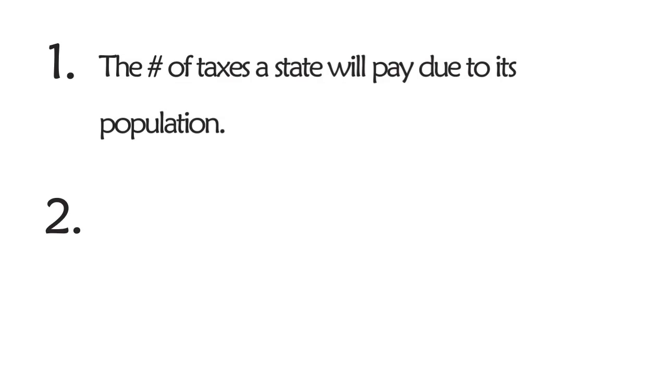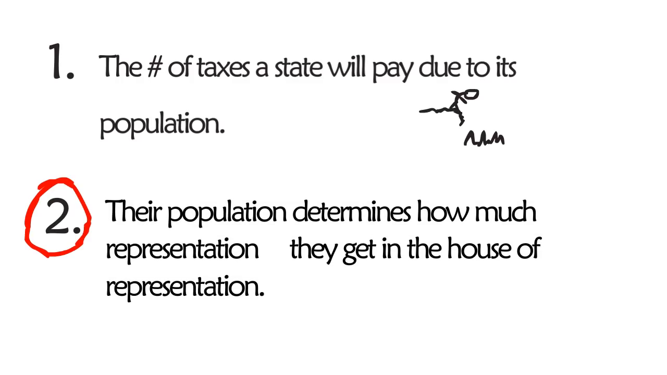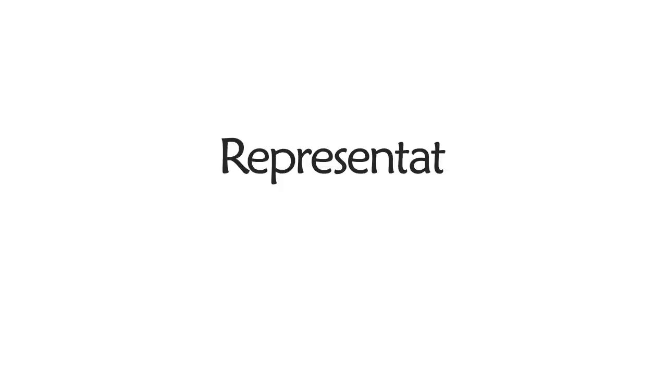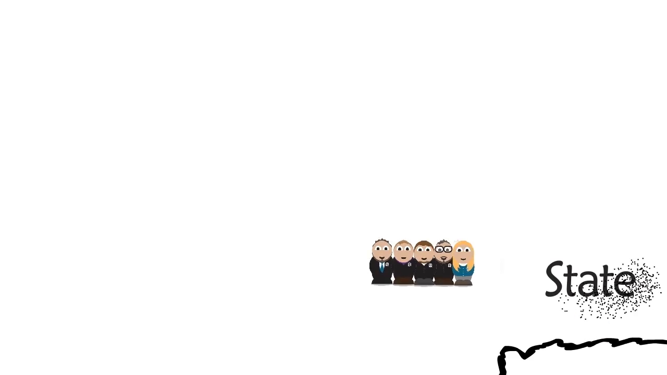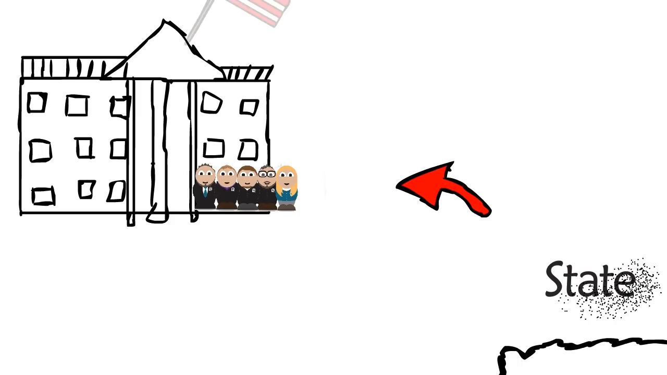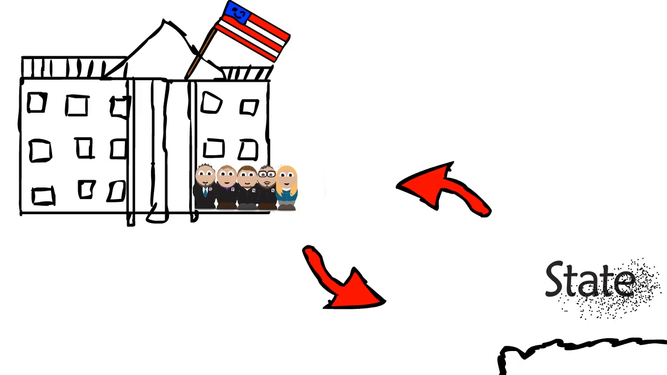So this population determines one of 2 things. Not just the amount of taxes a state will pay due to its population, and that's a downfall, but also, this directly correlates with the 3/5 compromise. Their population determines how much representation they get in the House of Reps. And that means how many congressmen they can send to DC to represent the interests of their state.